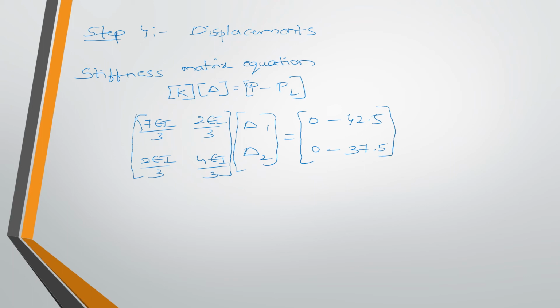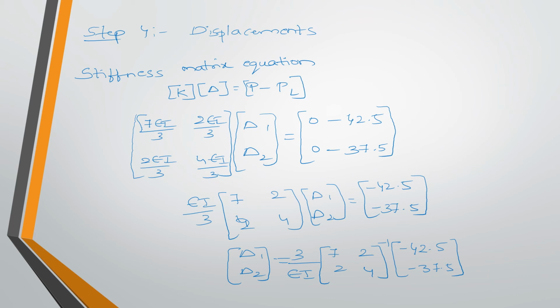After simplifying this, E by 3 is common, and 7, 2, 2 and 4, delta 1, delta 2, and minus 42.5, minus 37.5. Then delta 1 and delta 2 equals 3 by EI, and the inverse of this matrix into minus 42.5, minus 37.5. The inverse is 1 by AD minus BC, and D minus B, minus C and A. Simplify that and we'll get delta 1 and delta 2.